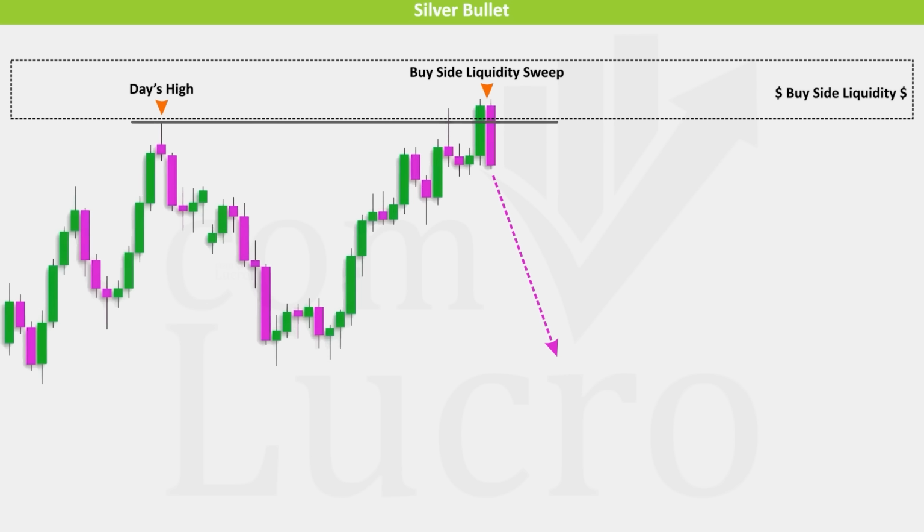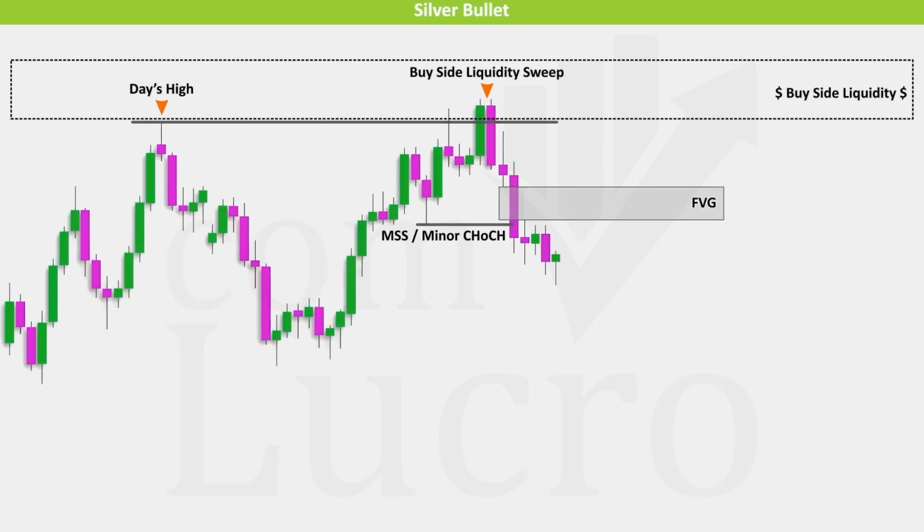Next, we wait for a bearish market structure shift to confirm this potential reversal. A bearish market structure shift happens when price breaks and closes below the most recent swing low. This shift indicates that buyers are losing control and that selling pressure is beginning to dominate. In other words, demand is no longer in control, and price may start pushing to the downside with stronger momentum.